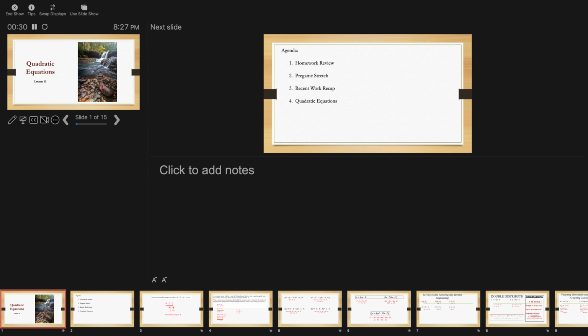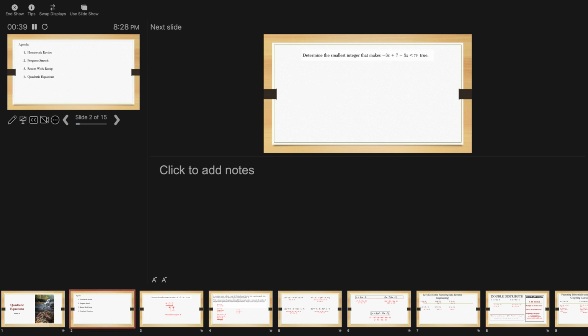Quadratic equations. New material, completely new material, but as always, we cycle through old material before we get going with new material. Okay, homework review, done. Pre-game stretch, done. Let's do some recent work recap. Start it up, go ahead. Don't forget to do stop and start on the screen as far as pace goes.